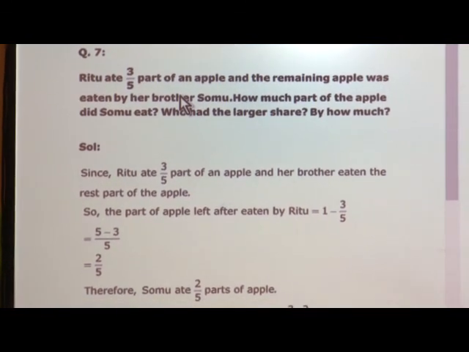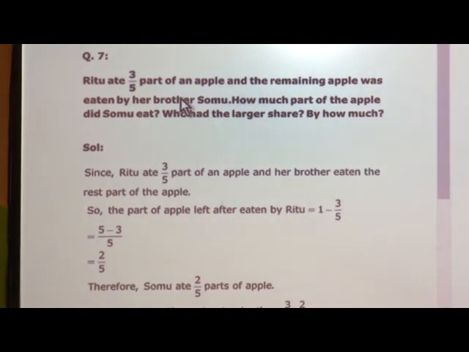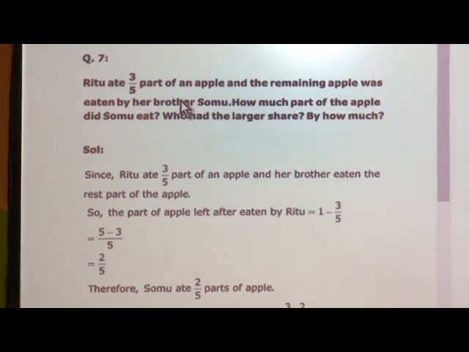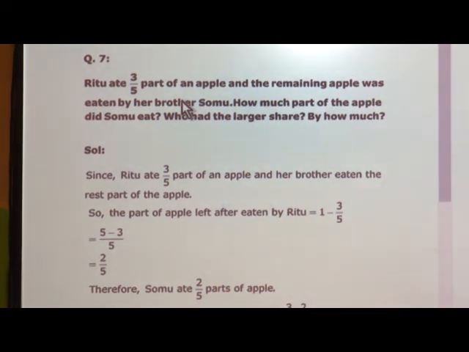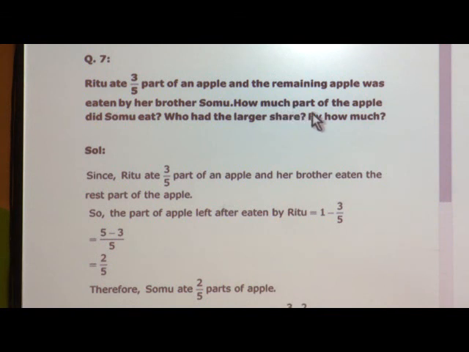What Ritu ate means it is removed, so we have to do the subtraction. What is to be subtracted from what? Listen, read the statement carefully. Ritu ate 3/5 parts of an apple and the remaining apple was eaten by her brother Somu. How much part of the apple did Somu eat? We have to find out how much was left, that is eaten by Somu. Who had the larger share, and by how much?